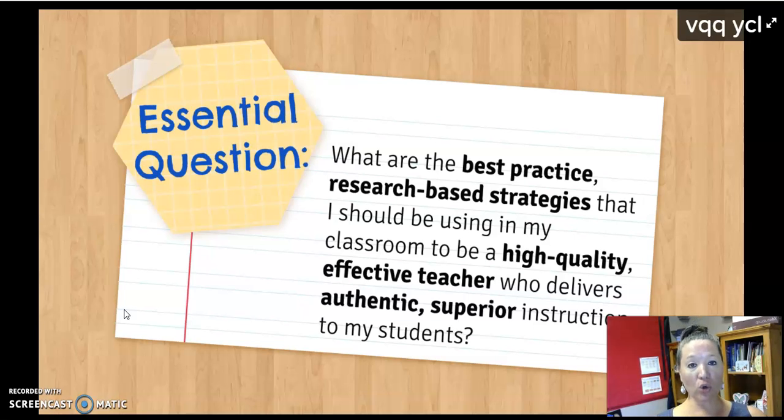So here is the essential question. This is the question that you should be able to answer by the end of the presentation. What are the best practice research-based strategies that I should be using in my classroom to be a high-quality, effective teacher who delivers authentic, superior instruction to my students?